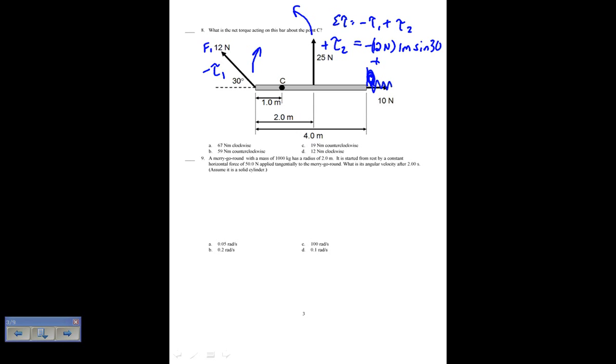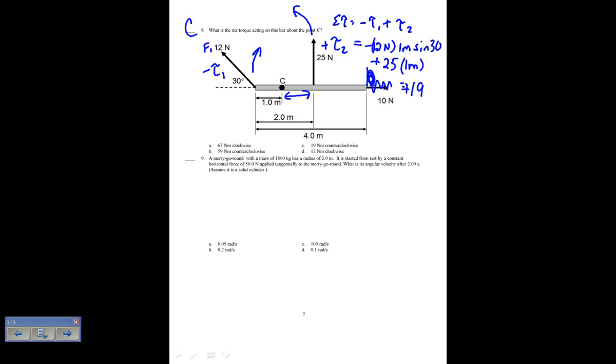plus torque 2, which is 25 times this distance, which is 1 meter. So 12 times the sine of 30 is 6, so it's 25 minus 6, which is 19. And since it's positive, it's going to be counterclockwise. So the answer for number 8 then is C.